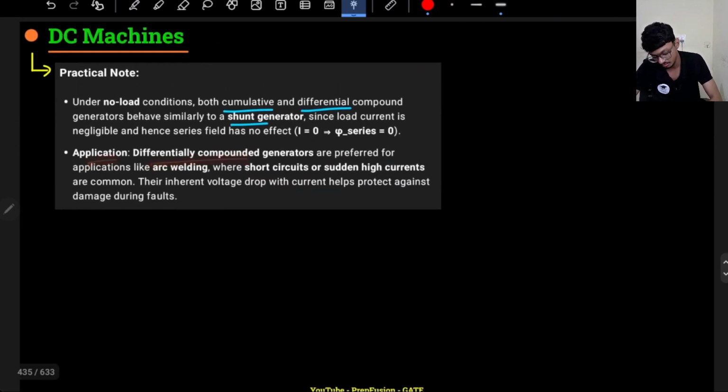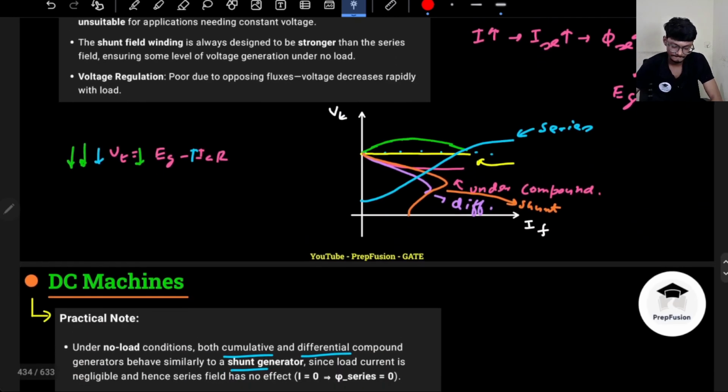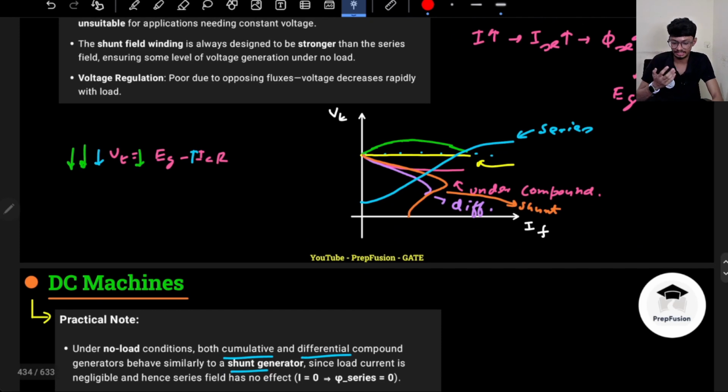Applications of the differential compound generator: it is preferred in arc welding, where short circuits or sudden high currents are common. Its inherent voltage drop with current helps protect against damage during faults. So if I want even more protection, where the current should also drop sharply given the inherent voltage drop, then differential compound generators can be used, also in the arc welding process.